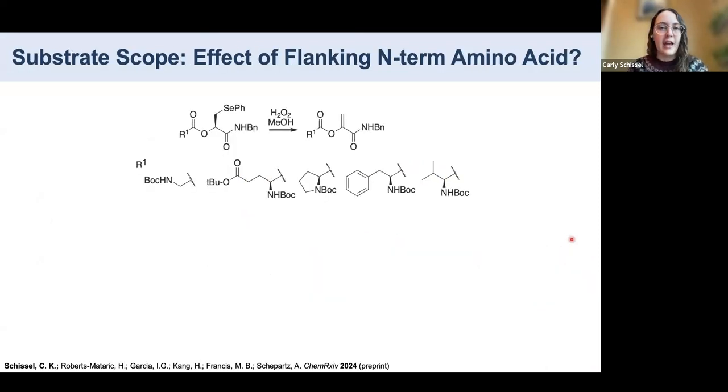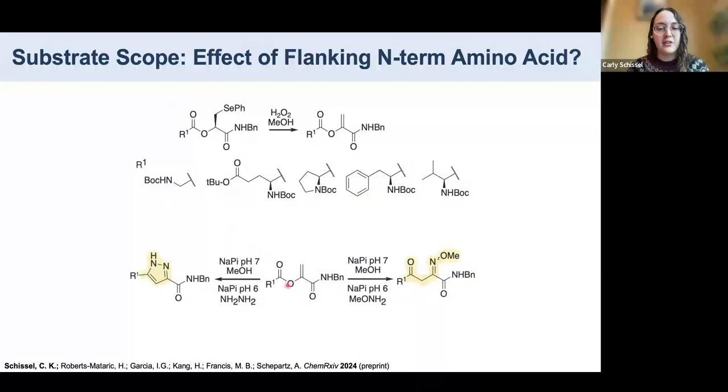So I then wanted to look at the substrate scope of this reaction, specifically looking at the effects of the N-terminal amino acid. And so these are the side chains that I looked at with varying size and substitution. And the reactions I looked at are, again, the pyrazole forming reaction. And then I also looked at labeling of ketones with hydroxylamines to form oximes.